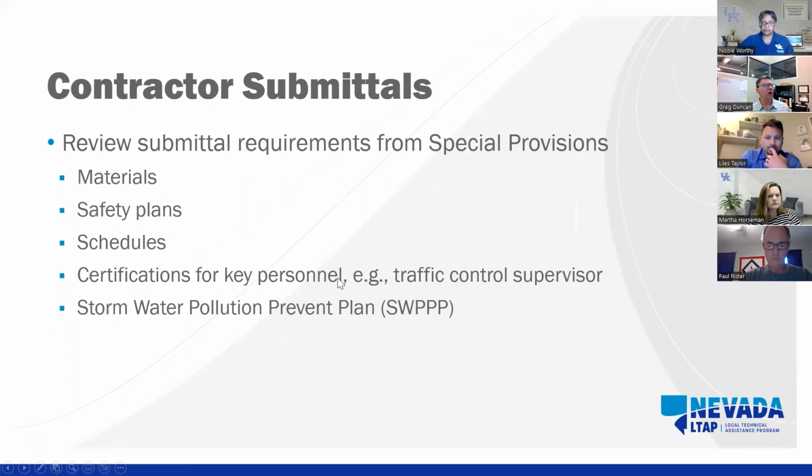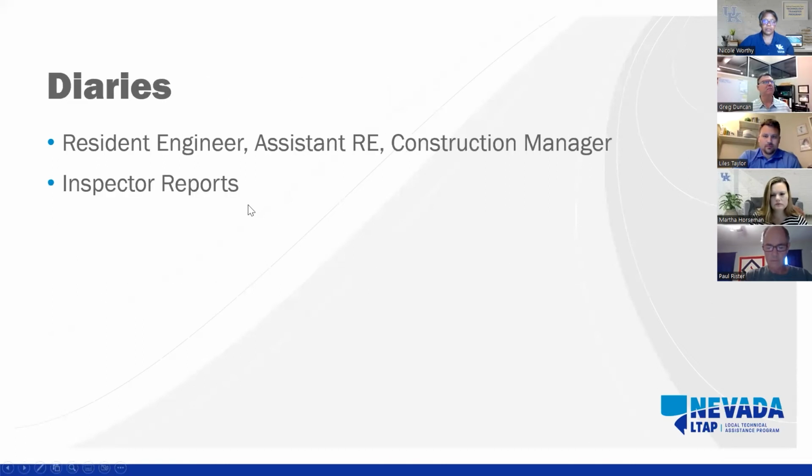There are also key certifications required for traffic control supervisors, a roadway inspector, or a roadway production supervisor that are included. And there's the stormwater pollution prevention plan. Any borrow sites that the contractor is operating will have to have a document like that as well. So there are several things that the contractor has to submit.